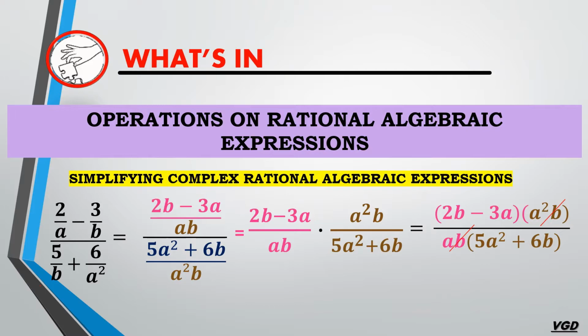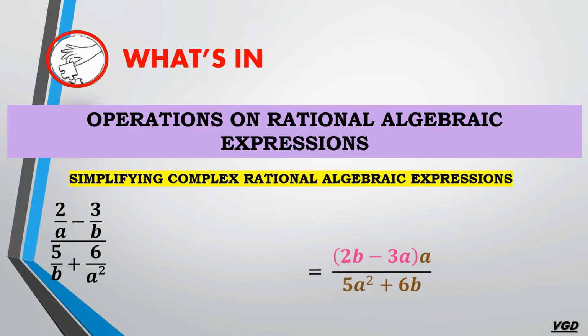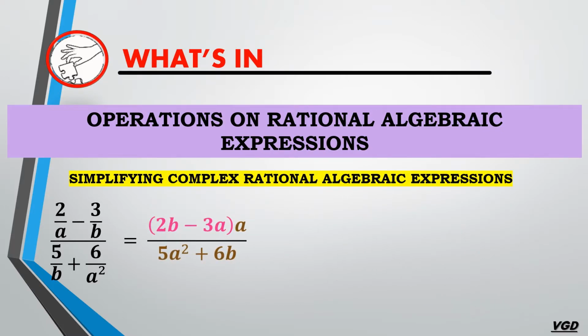And applying the quotient rule, then we will be able to get the quantity of 2b minus 3a over a. So it became a as we subtract a squared and a over 5a squared plus 6b. So our new expression will be the quantity of 2b minus 3a times a over 5a squared plus 6b.